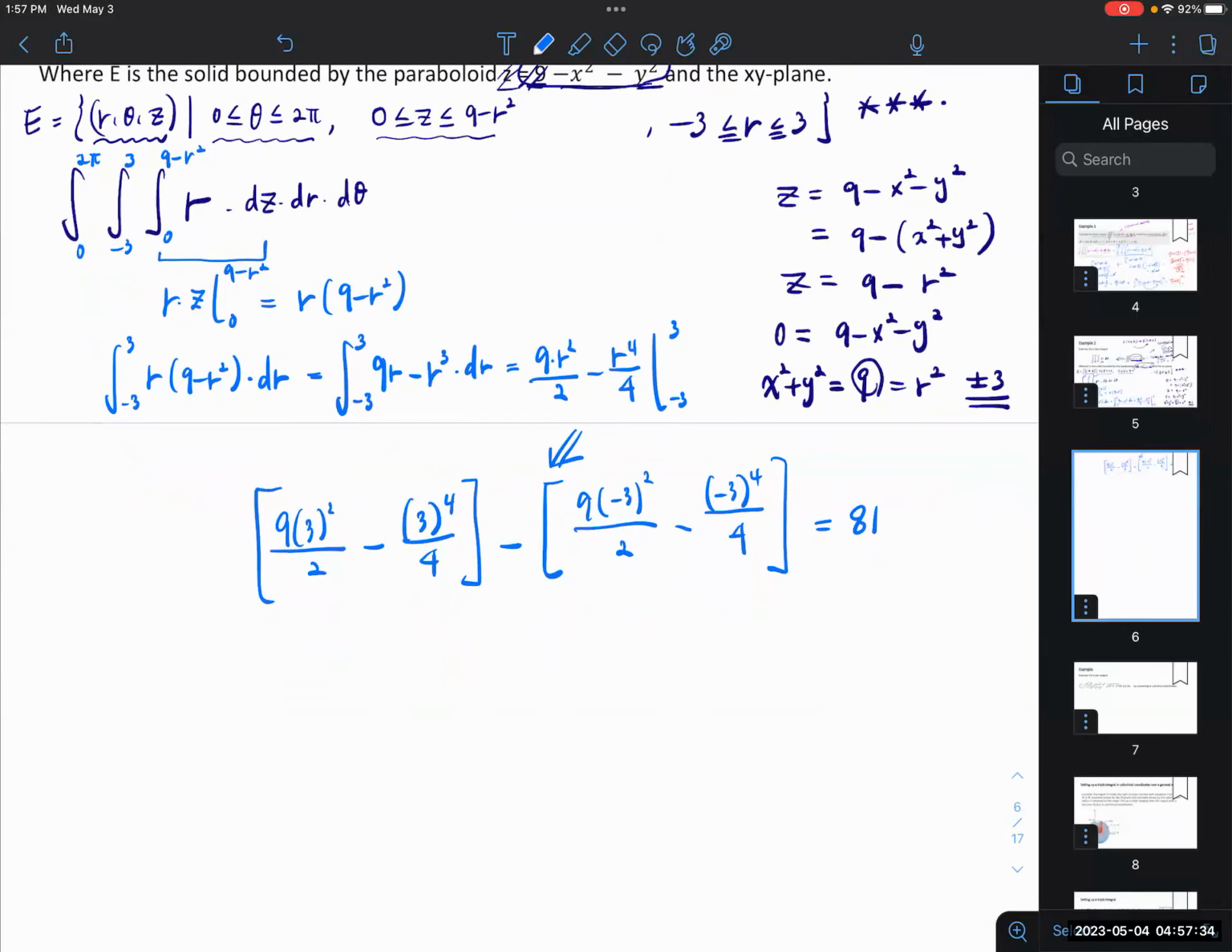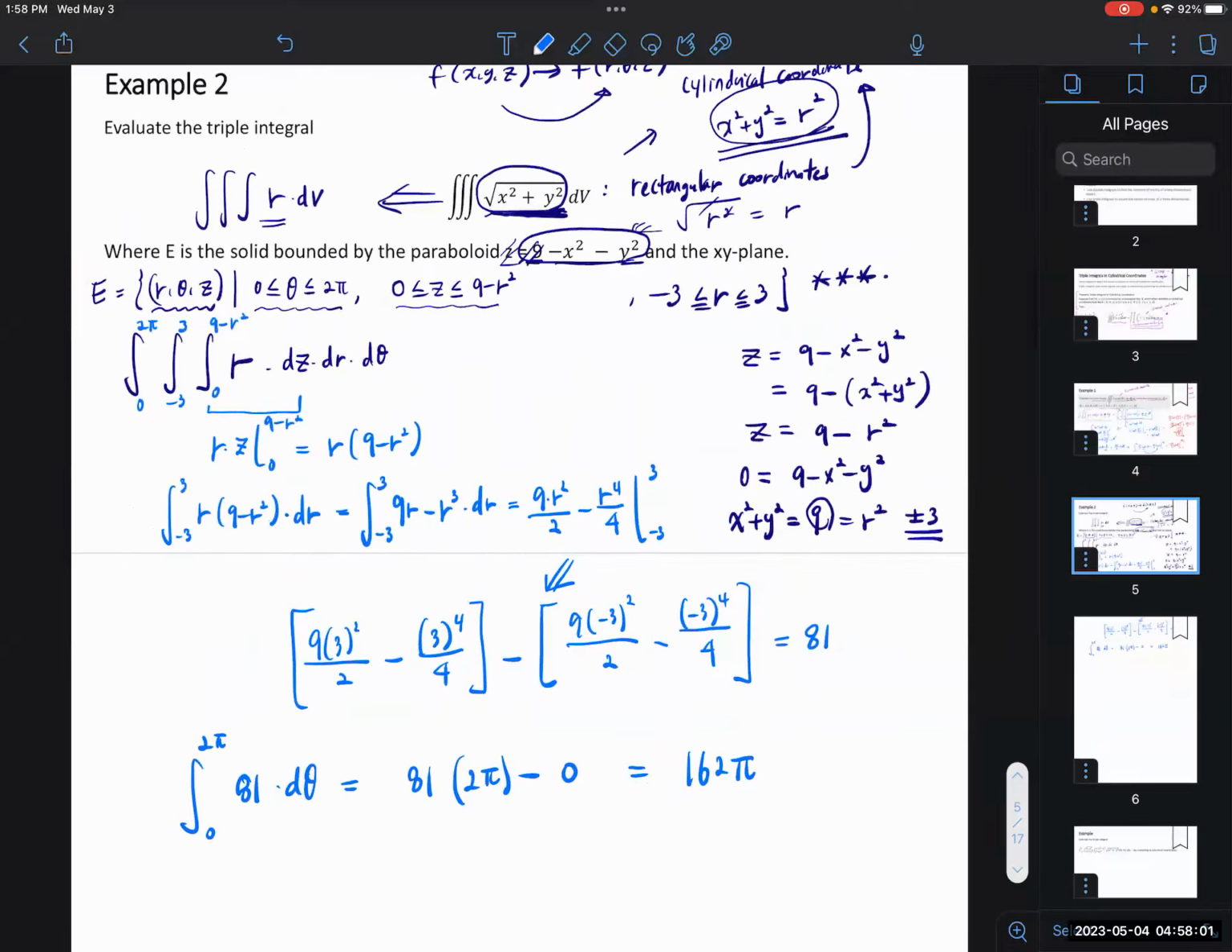We're going to do the last one, 0 to 2 pi. 81 d theta, so 81 times 2 pi minus 0. So you should get 162 pi. Let me double check if I have any mistake. So I have a 9r and minus r to the second. Oh, 1 second. Is there any mistake that I have?